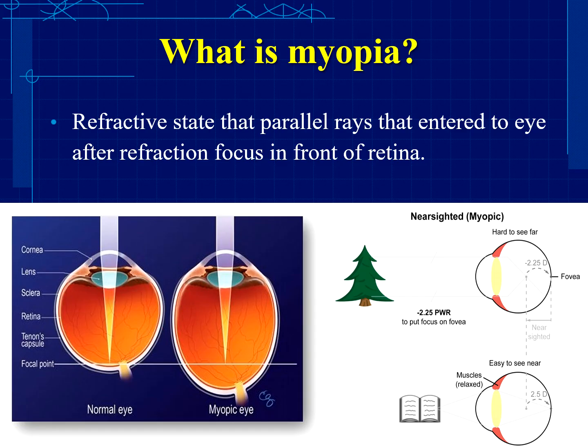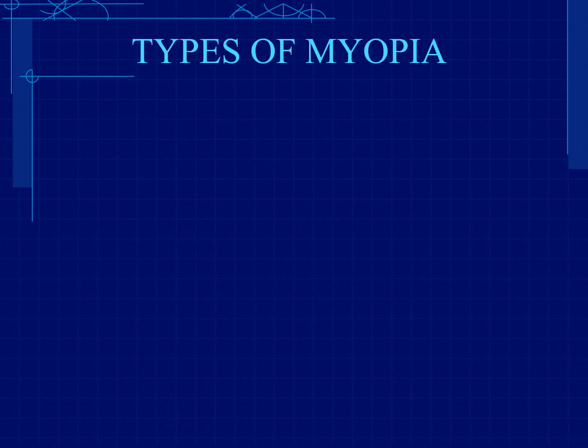It means that the patient can see the object near to the eye, but cannot see very far objects. In the picture, on the left side, you can see the parallel rays that come to the eye are focused on the retina in a normal eye, but in the myopic eye, they are focused in front of the retina. It means that the image in the myopic eye is very blurred for distant objects.